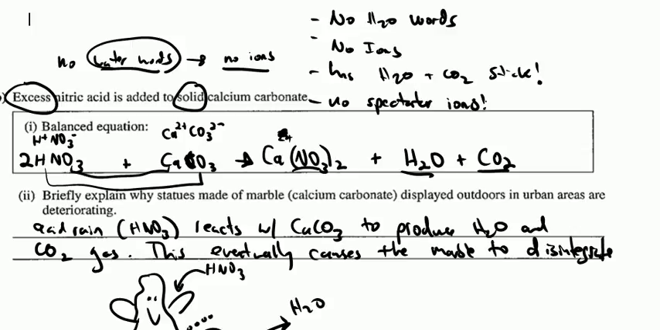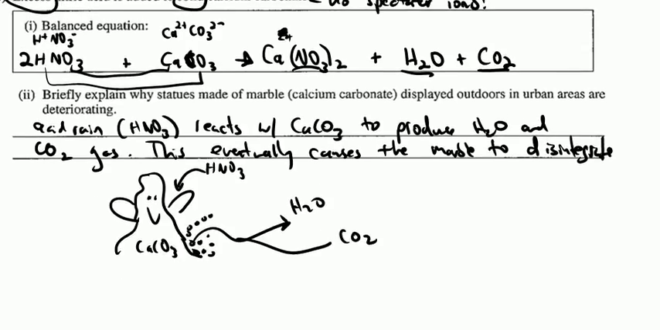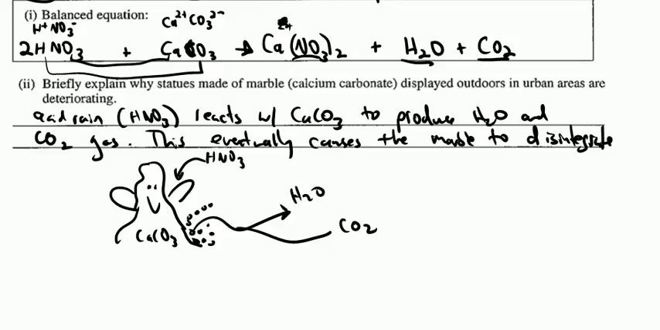I'm going to be lenient on it when I grade that in case people didn't watch the podcast. Again, if you look at this drawing, it should explain why statues made out of calcium carbonate in urban areas are deteriorating. The nitric acid in the rain is reacting with the calcium carbonate to produce this carbon dioxide gas, which eventually causes the marble to disintegrate.